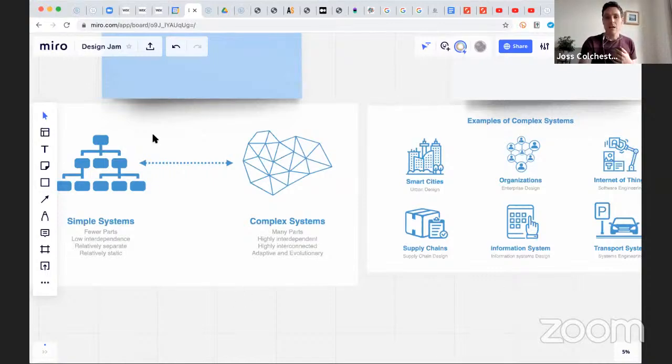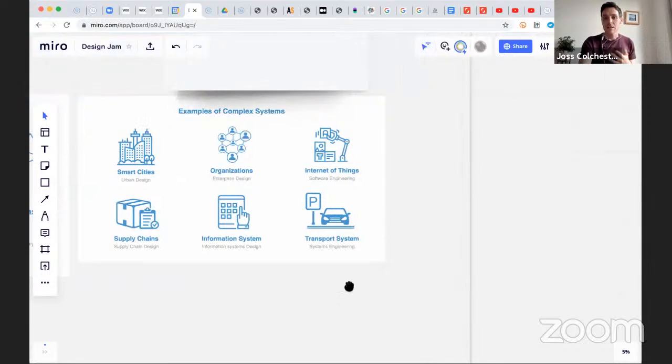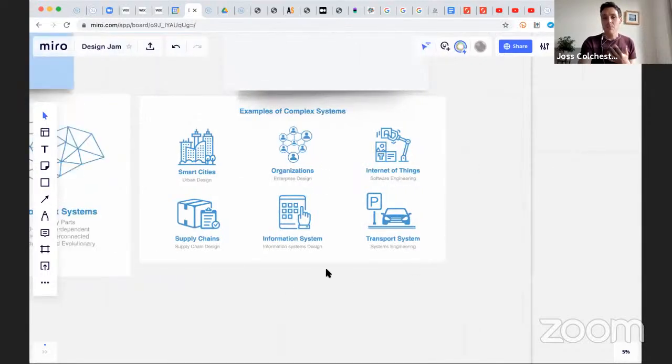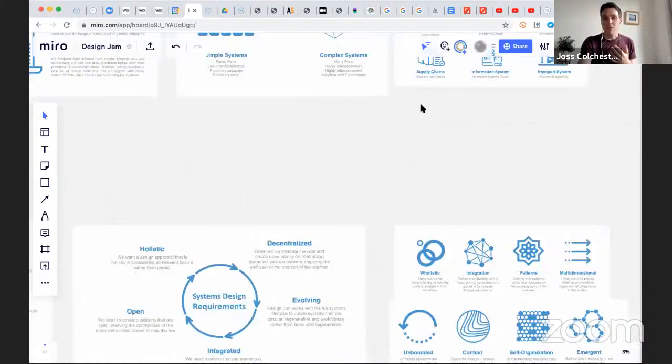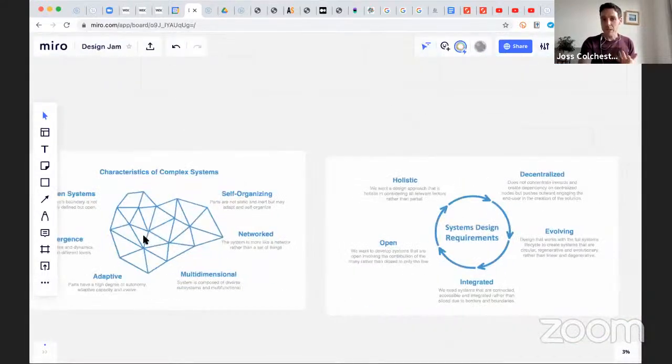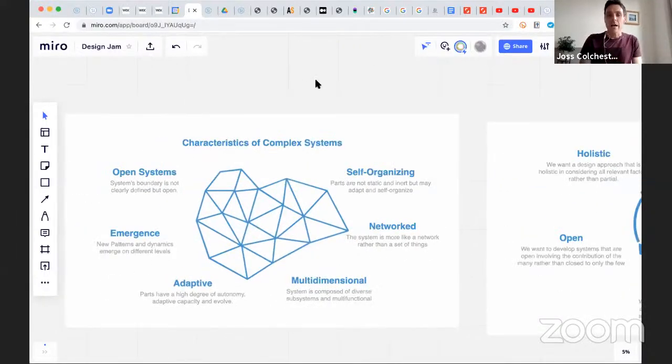Many interconnected parts. Talk about smart cities, organization design, Internet of Things, transport systems, supply chains, information systems, sustainable buildings, and so on and so forth. These are examples of complex adaptive systems we're trying to design for. These are some of the characteristics of complex adaptive systems. They're open instead of being closed.